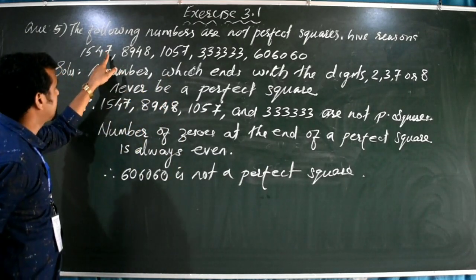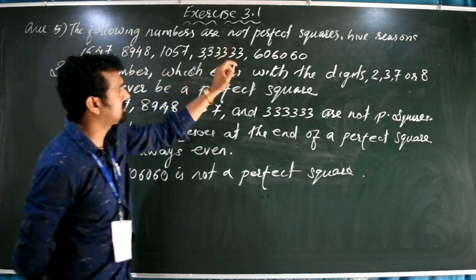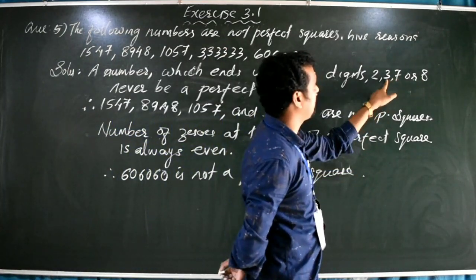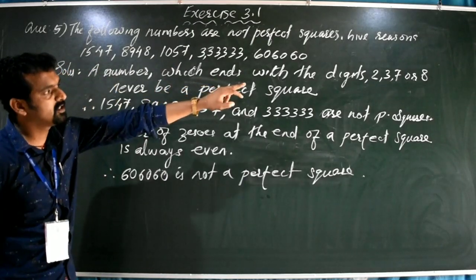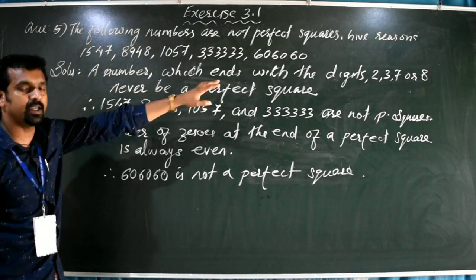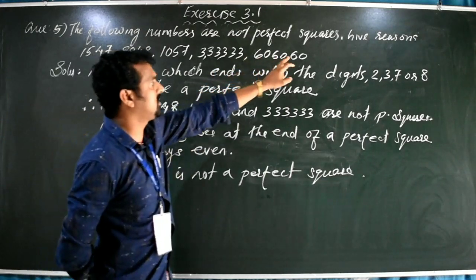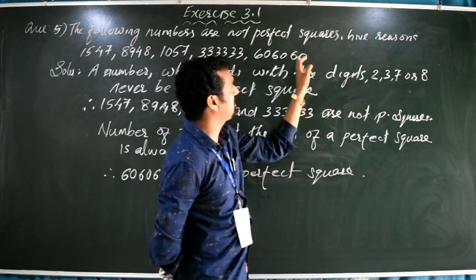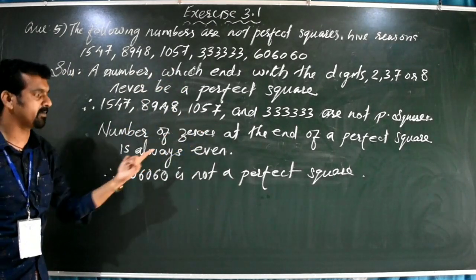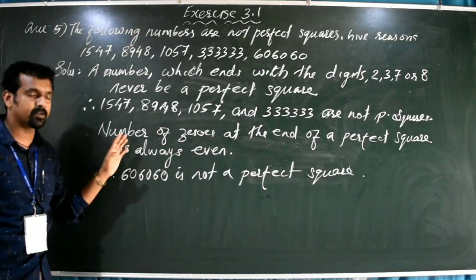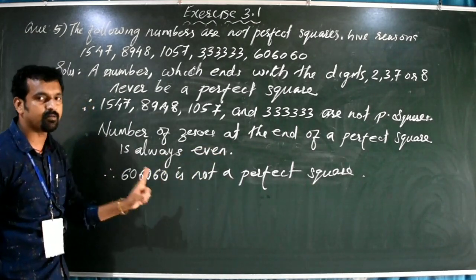Here you see these numbers end with 7, 8, 3, or 2 also. A number which ends with the digits 2, 3, 7 or 8 can never be a perfect square. So we can say that these numbers are not perfect squares. And in this one the last digit is not 2, 3, 7 or 8. The last digit is 0. But that also is not a perfect square. What is the reason? The number of zeros at the end of a perfect square is always even. But here there is only one zero. One means it is an odd number.